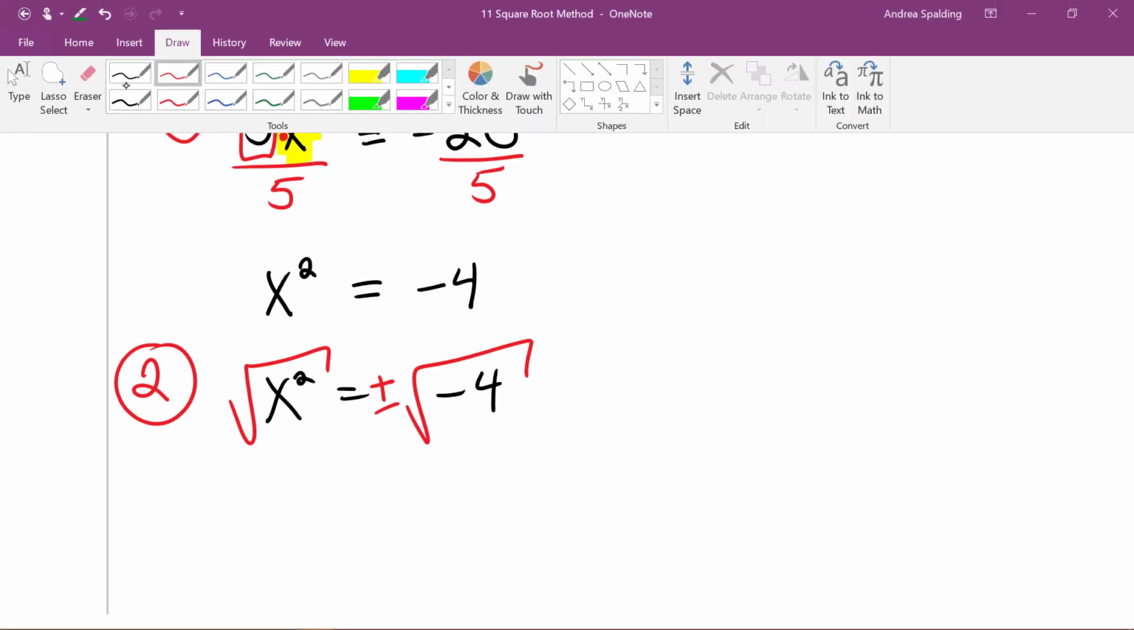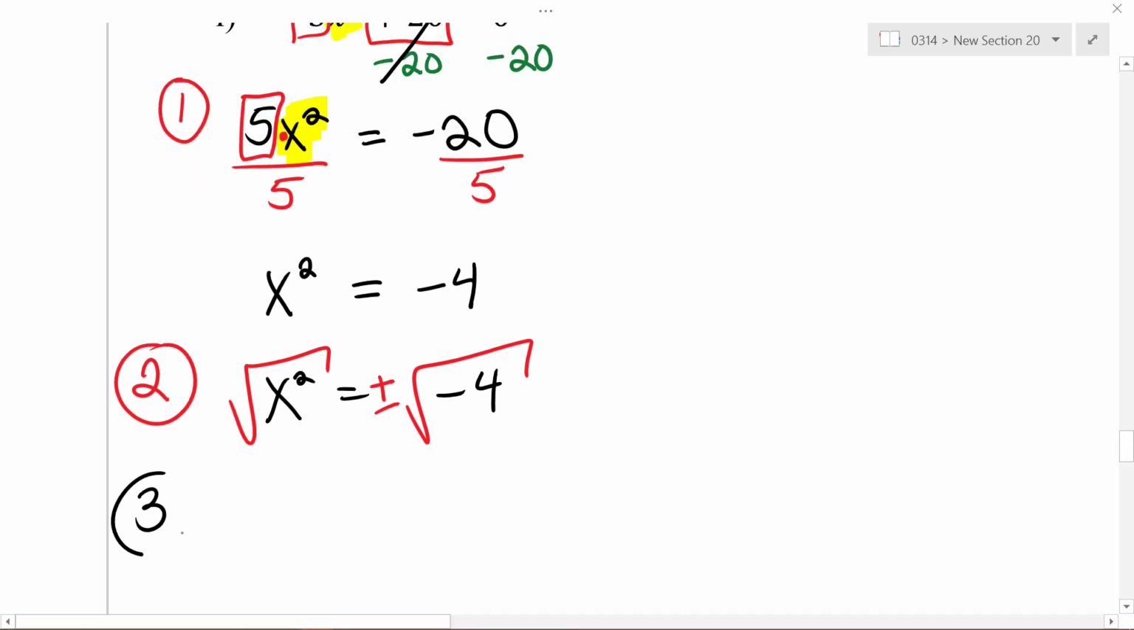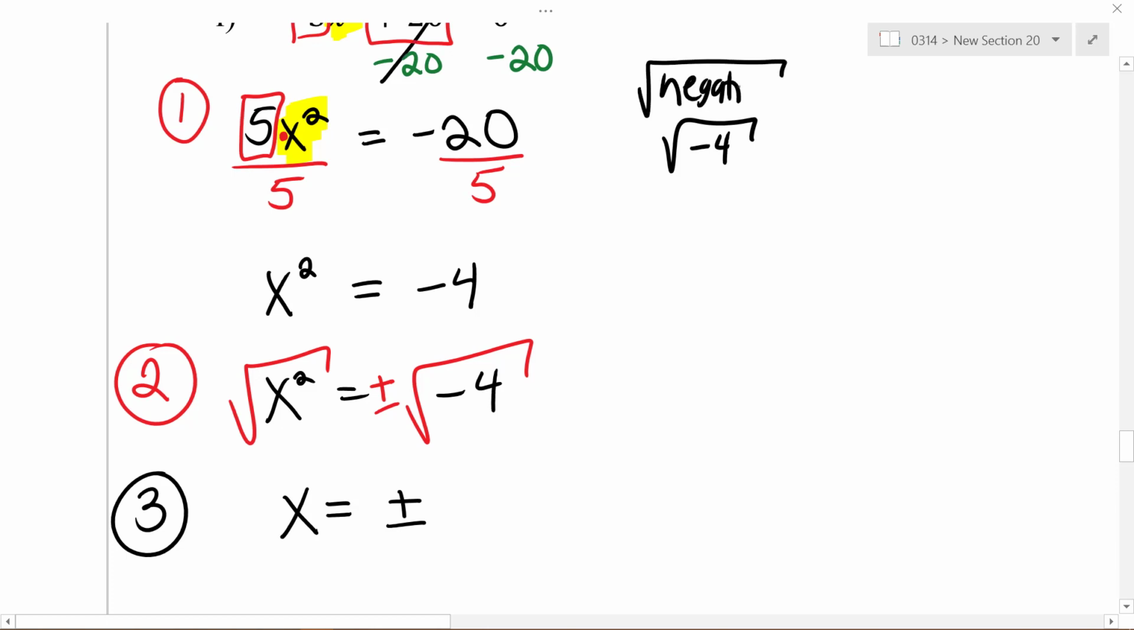Alright, step number 3 says that we want to simplify those radicals and solve for x. So the square root of x squared, we know that's x. Bring down the plus or minus. What about the square root of negative 4? Okay, so anytime we have the square root of a negative number, the procedure is always the same. So we're going to split this up into two square roots, multiply together. We're going to put negative 1 in the back square root, and then in the front we're going to put the positive version of that number.